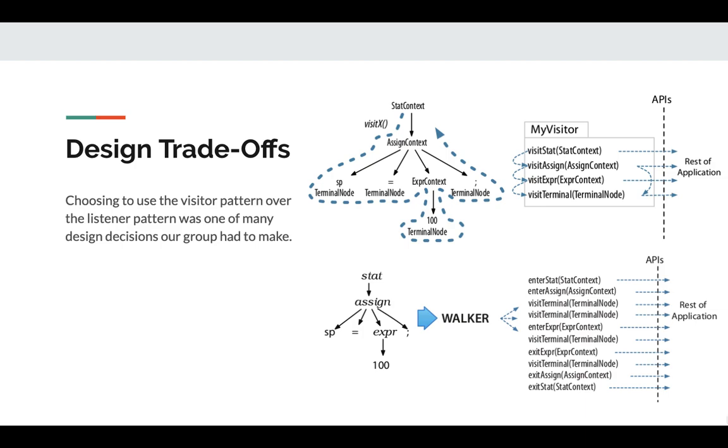Choosing to use the visitor pattern over the listener pattern was one of many design decisions our group had to make. By using the visitor pattern instead of the listener pattern, we were able to return data at each node instead of having to store the data in variables, reducing the memory usage of our program. However, because some nodes needed to return multiple types of data, we had to use tuples, increasing the complexity of our program. The two figures show the differences between the visitor and listener pattern.